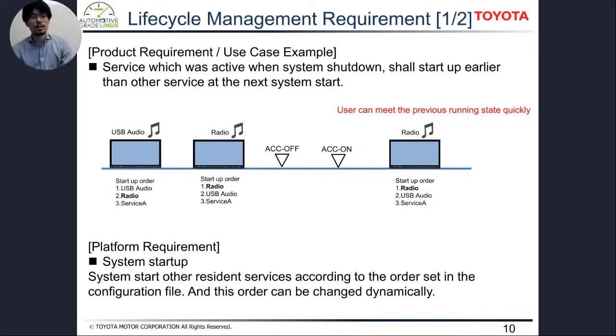To meet this requirement, the system platform should start other resident services according to the order set in the configuration file. So the lifecycle management module controls this order of starting other services and applications. And this order has to be changeable at runtime.